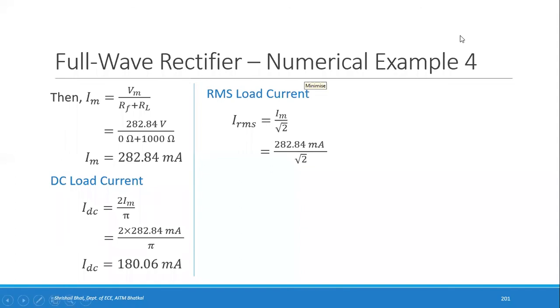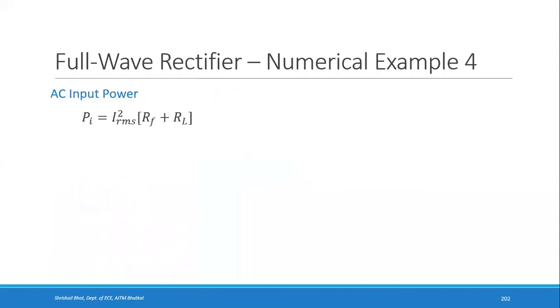What is the answer for IRMS? 200, obviously, because we had obtained that peak value 282.84. When you divide by root 2, you'll get 200 milliamps. Right? So you have been asked this IDC and IRMS, then also efficiency.